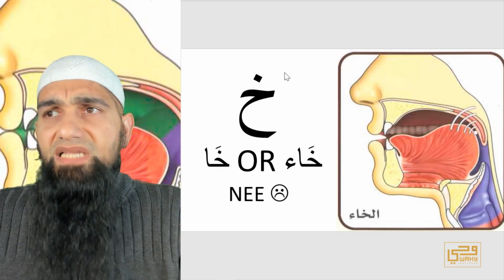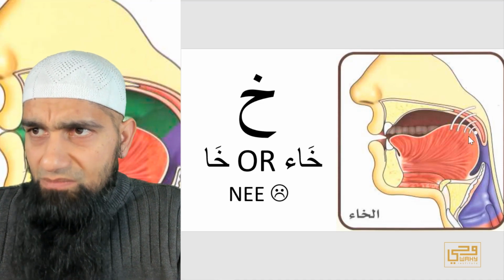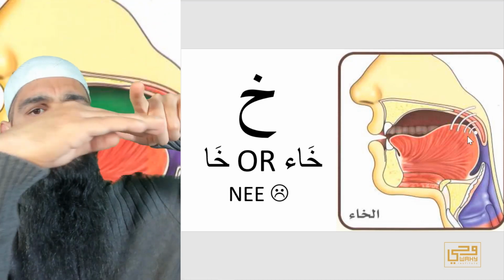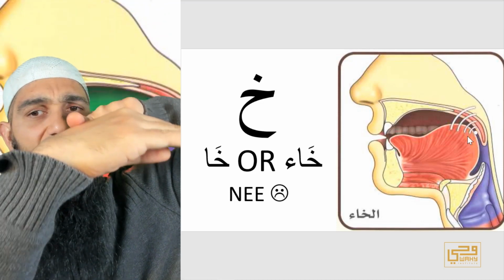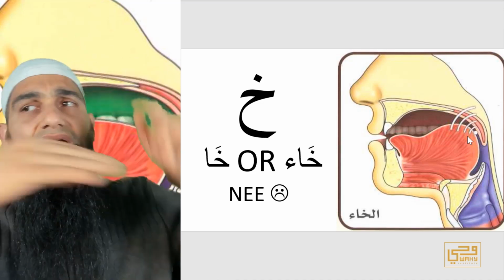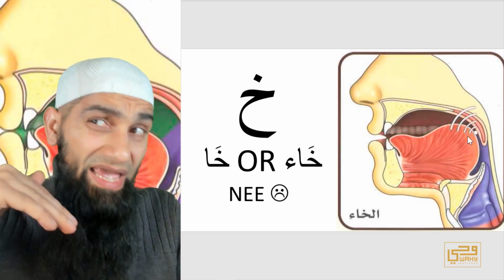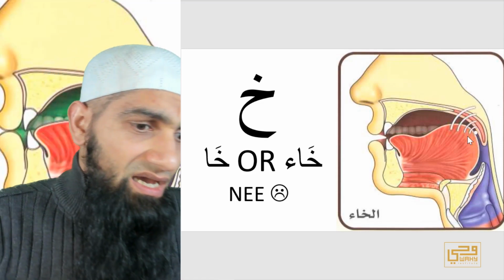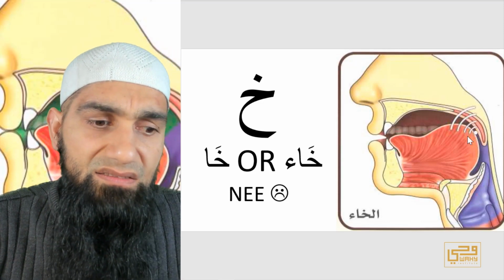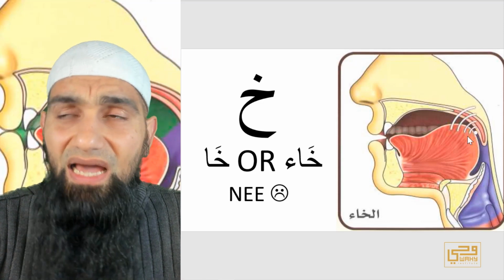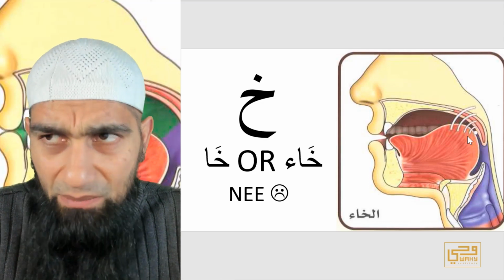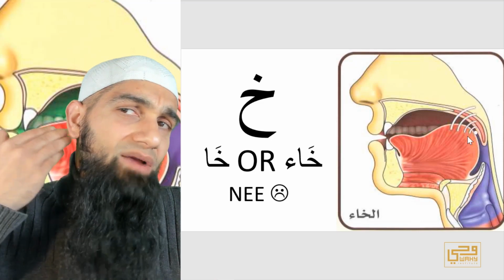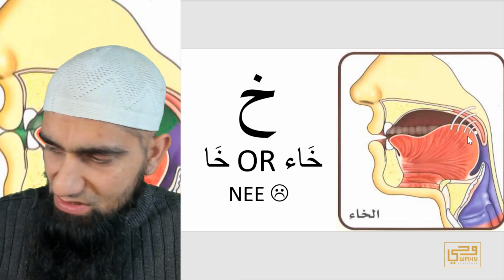So this letter, as you can see in the picture, comes from Jadhrul Lisan, which is the root of the tongue. Front part of the tongue, middle of the tongue, back of the tongue, root of the tongue. Now, the root of the tongue is raised against Al-Hanak Al-Lahmi, which is the soft palate. We have the bony palate, and then we go back, we have the meaty palate in the back.